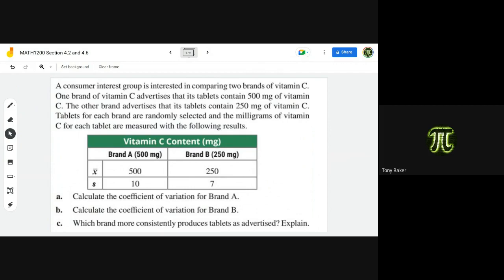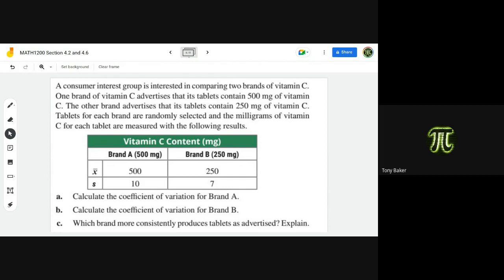Because when you're using machines, they are never perfect. There's always going to be a little variation. So in this case, they're looking at two brands of vitamins. One brand says it has 500 milligrams in it, and the other brand says 250 milligrams. They've taken a sample. They found the mean to be 500 for brand A and the standard deviation to be 10. And for brand B, the mean is 250 with a standard deviation of 7.